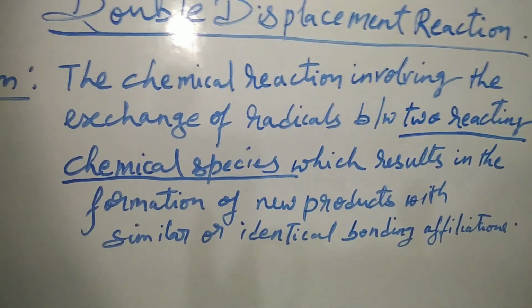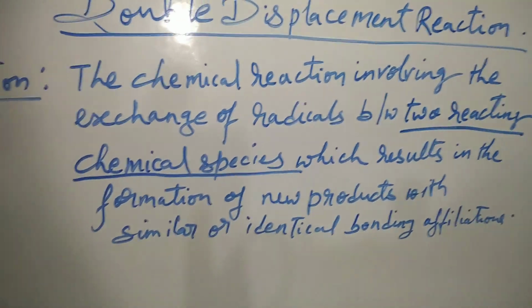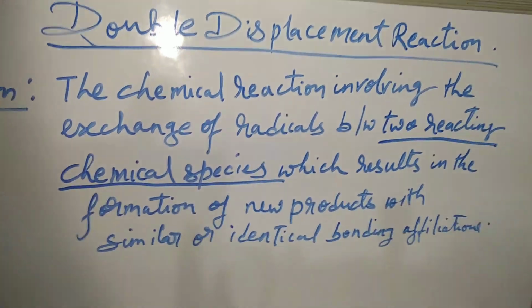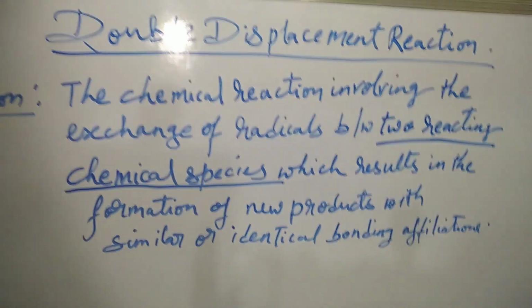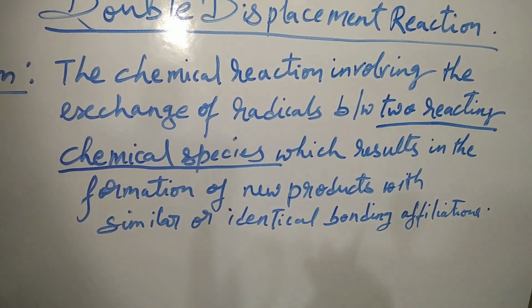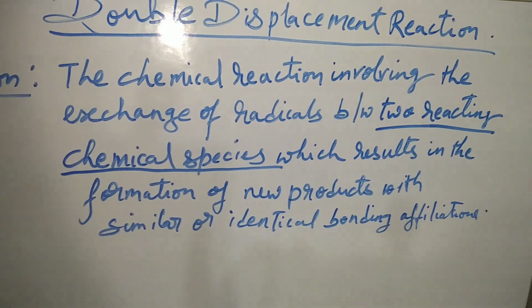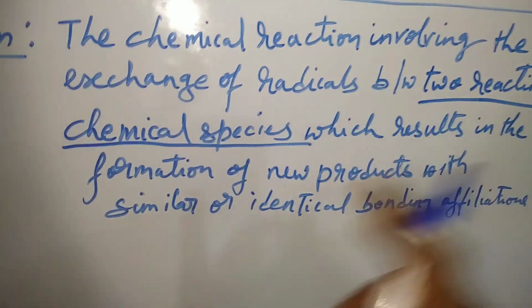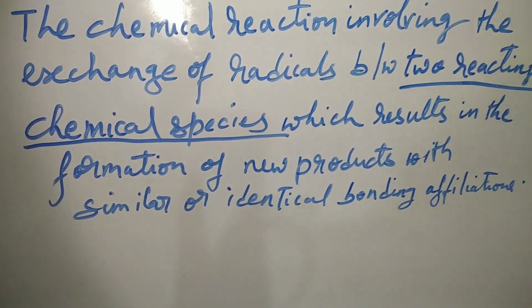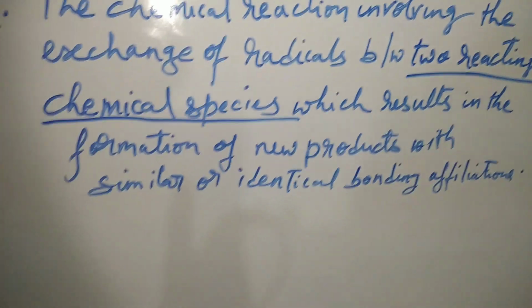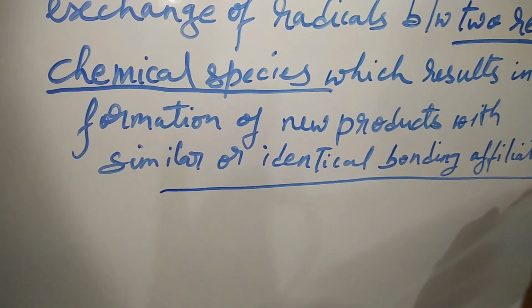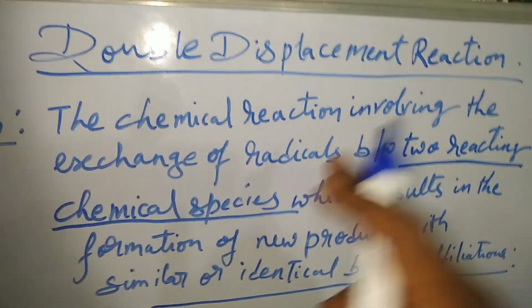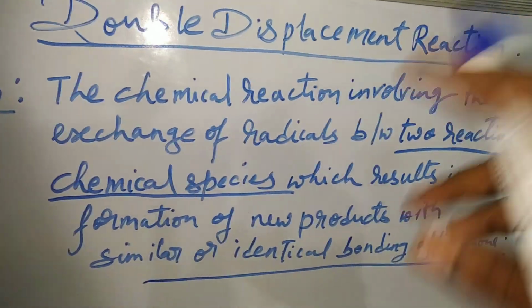But in higher studies, when we study the salt metathesis reaction, we will see more than two compounds also react with each other and exchange their radicals to form new compounds. Okay students, now see, which results in the formation of new products with similar or identical bonding affiliations. This is very important. See, the chemical reaction involving the exchange of radicals.